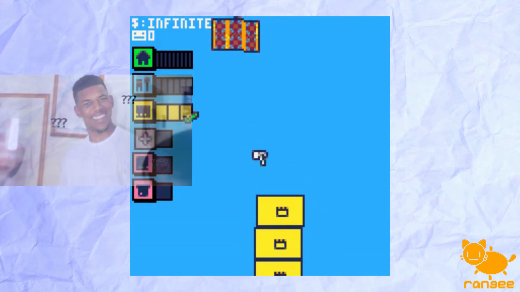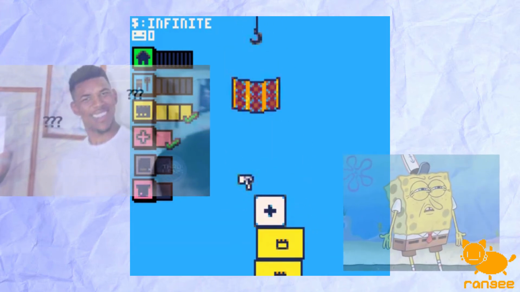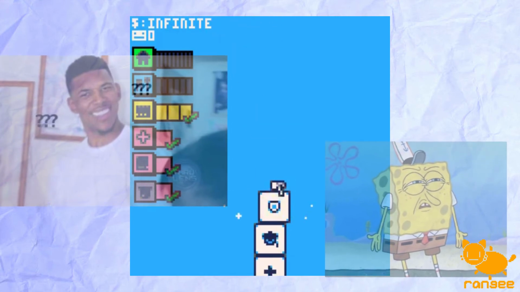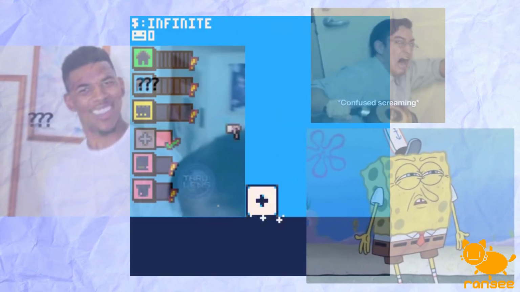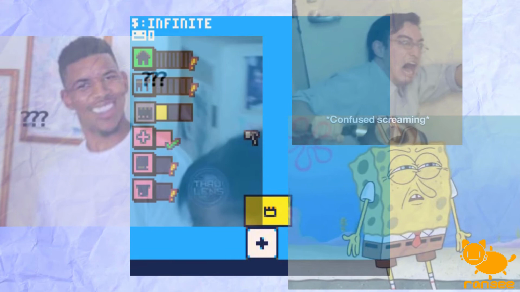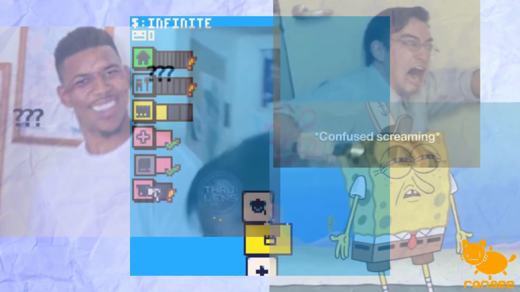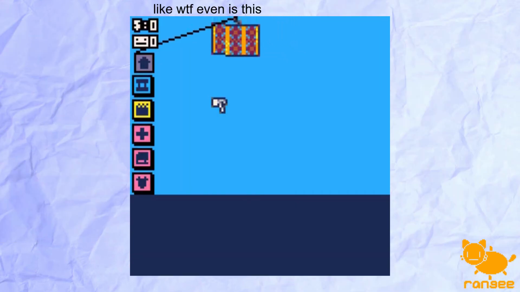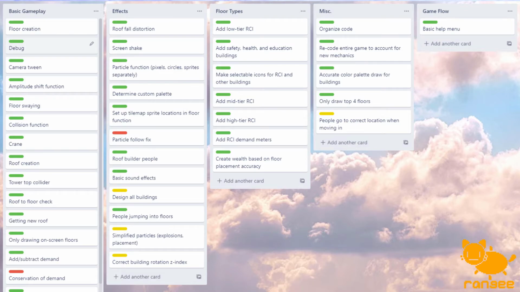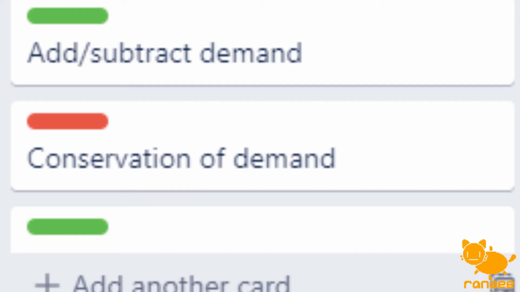And would there be more demand after a more populous floor is placed? And what happens when the player can't keep up with the demand? Or what if the balance of demand between the buildings is lost once the demand is stuck at the maximum value? It's so confusing. I never thought I'd have conservation of demand written on my Trello board, but here we are. I was having a lot of trouble.